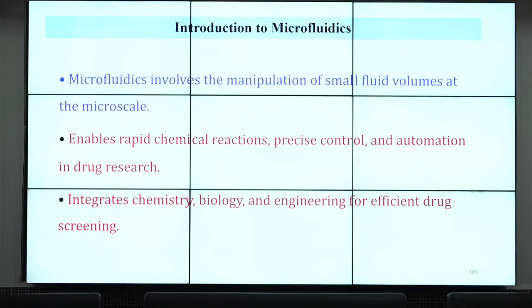So you have to take the things in a micrometer, that particular dimensions, and accordingly you can get different kinds of pellets or different kinds of spots on it. It enables rapid chemical reactions, precise control and automation in drug research. So you can have the plates over here, you can have the droplets of the molecules, that compound, in a very small micrometer region.